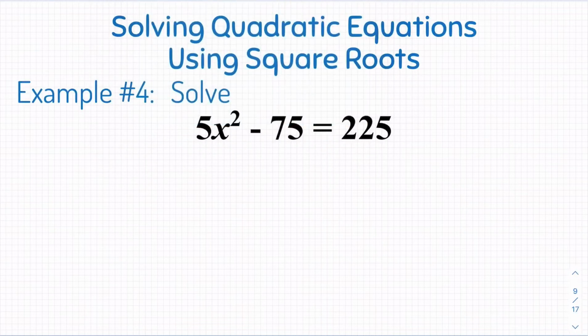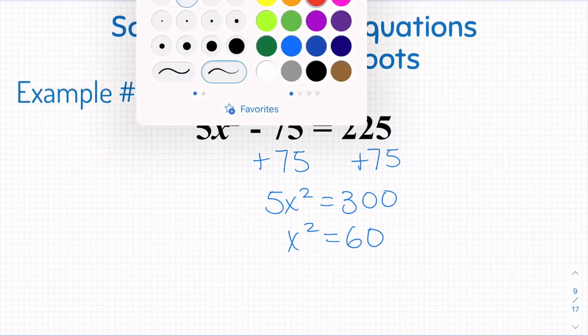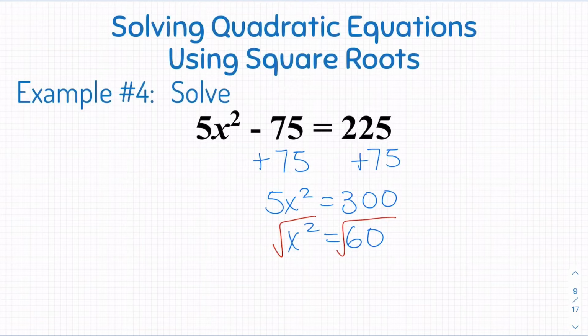So on this one, I'm going to start by adding 75. 225 plus 75 is 300. And then 300 divided by 5 is 60. So now I'm going to take the square root of both sides. And I have to figure out the biggest perfect square that goes into 60, which is 4, goes in there 15 times. So my answer is x equals plus or minus 2 radical 15.